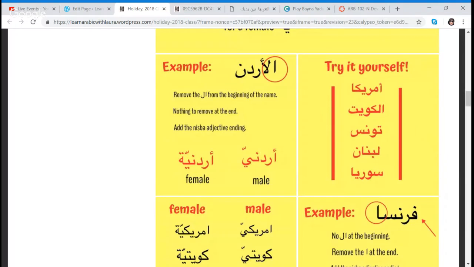Amrikia. You hear the ya sound twice. So Amriki for a male, Amrikia for a female. I want you to write those out for me. Okay, do that right now. Tell me when you're done. Amriki, Amrikia.